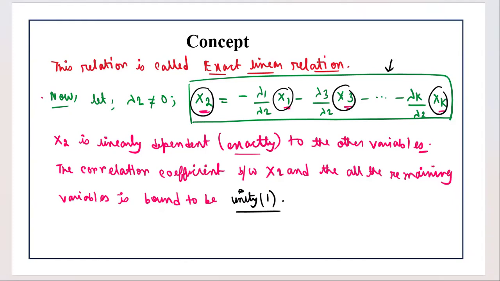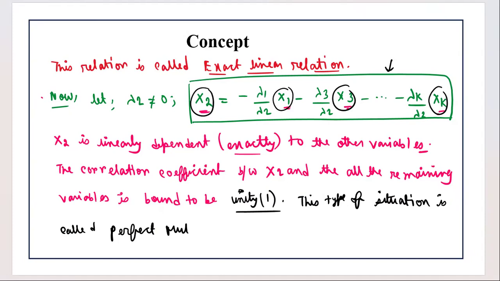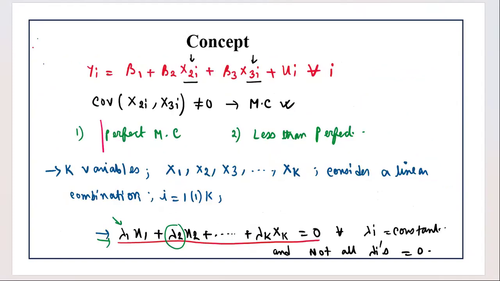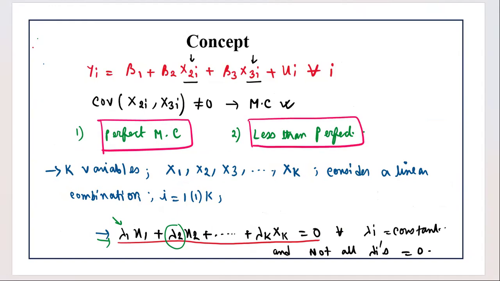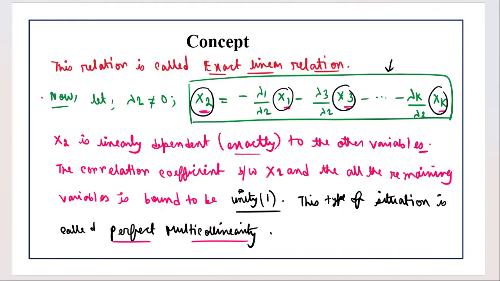And this type of relationship, this type of situation, is called perfect multicollinearity. Right? So this is the concept. As I have told you, multicollinearity can be of two types. Either it can be perfect multicollinearity or it can be less than perfect multicollinearity. So far we have discussed the first case, perfect multicollinearity.